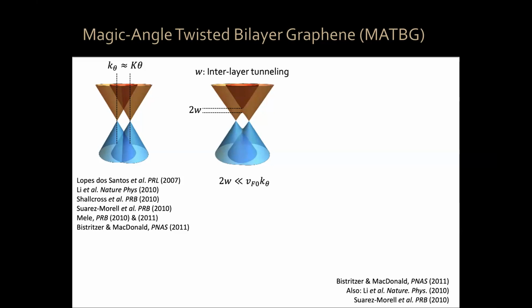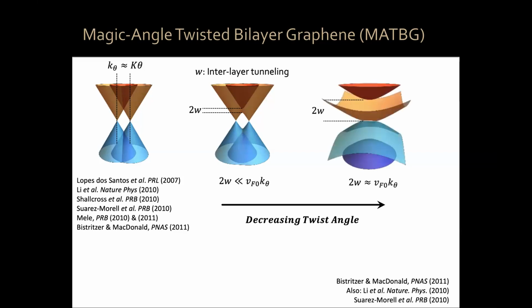Now, if you keep decreasing the twist angle, these Dirac cones get closer and closer, and this band, which at the crossing point is getting pushed down, gets pushed down more and more until at some point it touches 0. That condition, when 2W is about the energy of that crossing point, is where we reach a flat band condition.